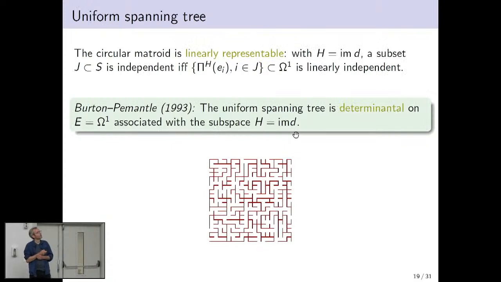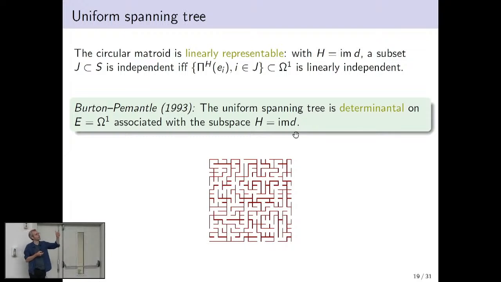So the first example is about spanning trees, which we talked about, and the uniform spanning tree measure, which is a very classical example of determinantal measure, and this was proven by Burton and Pemantle in '93. They have shown that the uniform measure on spanning trees of a graph, so here the graph is the square grid, you have a spanning tree, you take one uniformly at random, it is determinantal on E. So now I'm going to use the notation from the very start where I had a Euclidean space and a subspace, and now my space is just omega 1, the space of one forms. My subspace is going to be the image of this map D.